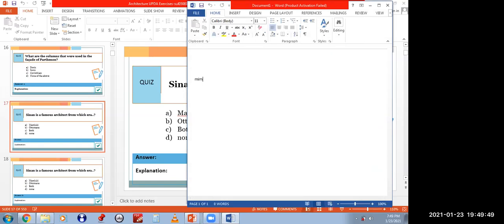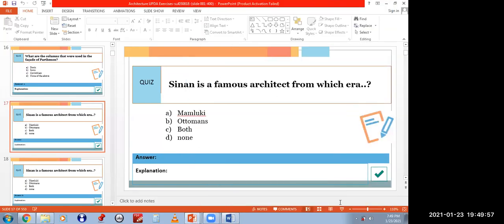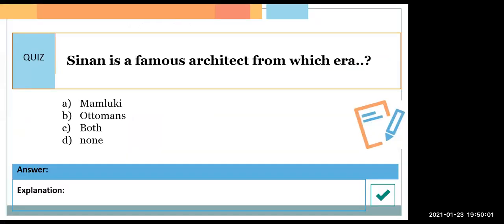His name is Mimar Sinan. Okay, so you can read more about him later. He is a very famous architect from the Ottoman Empire.